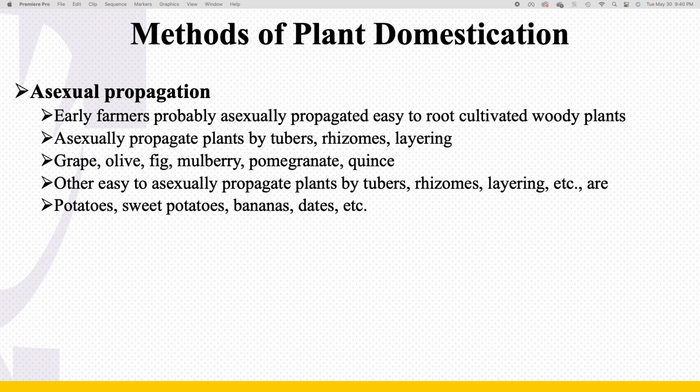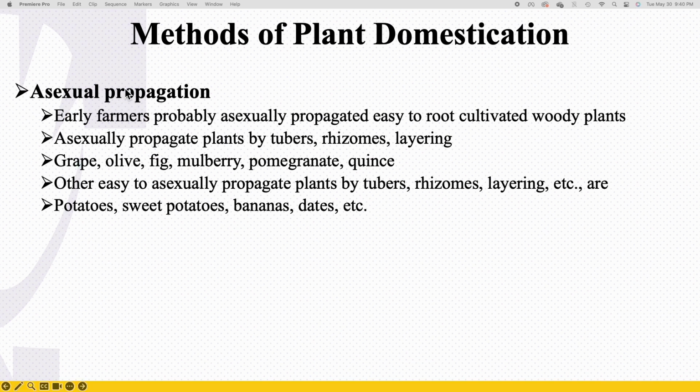All right, so a couple of methods of this plant domestication. We won't spend much time on this part, but when we think about crop improvement, how do we get more productivity? How do we get more numbers? And that is really propagation.